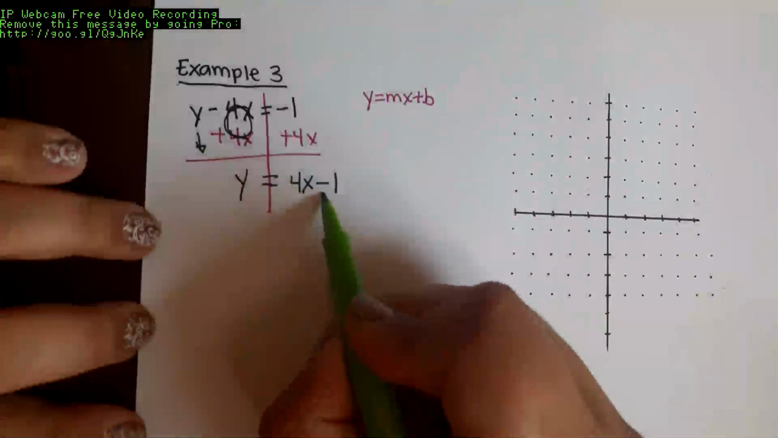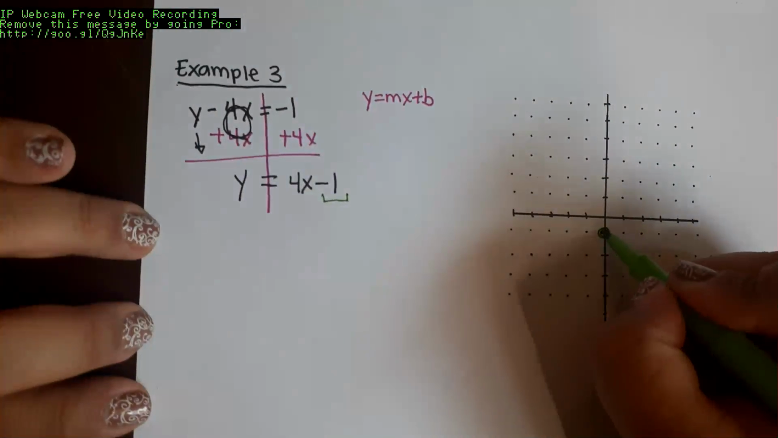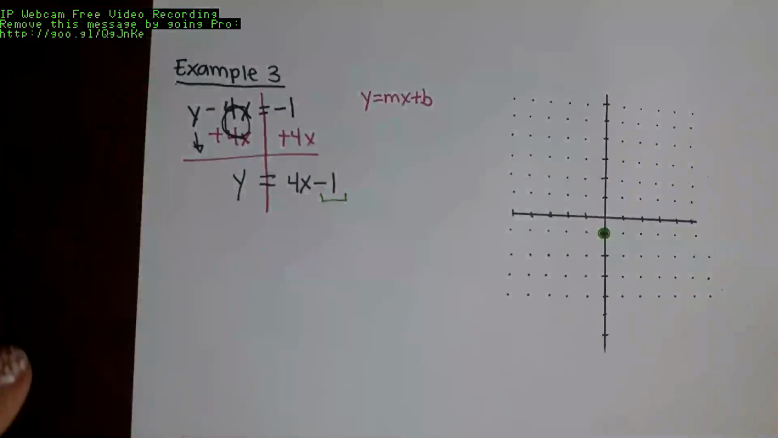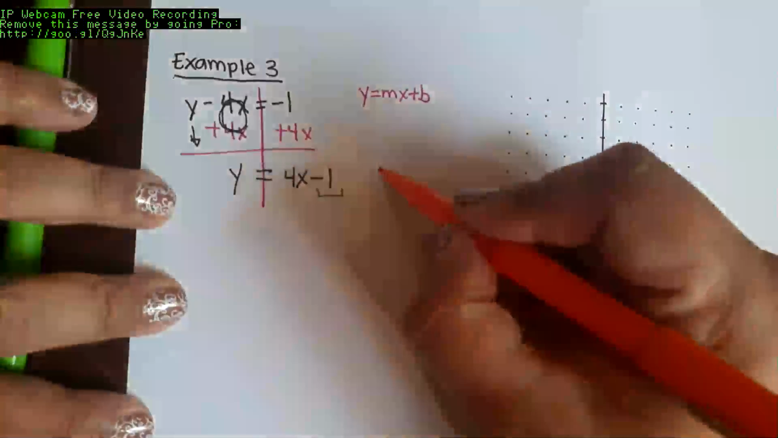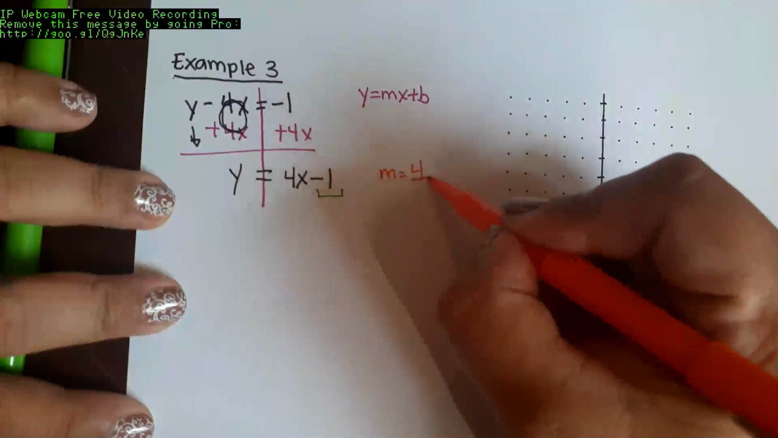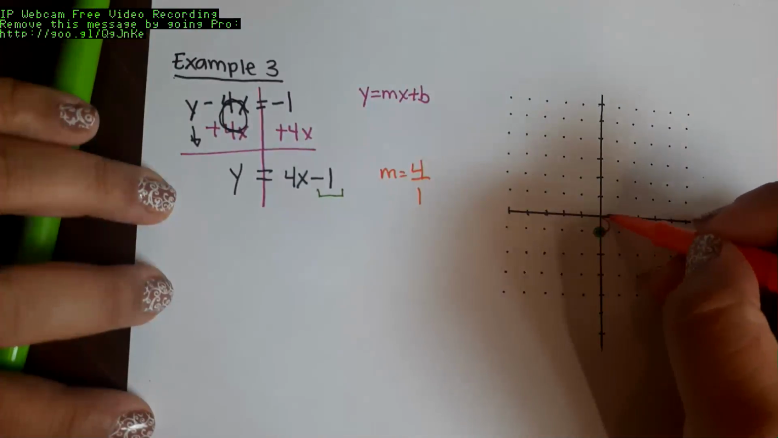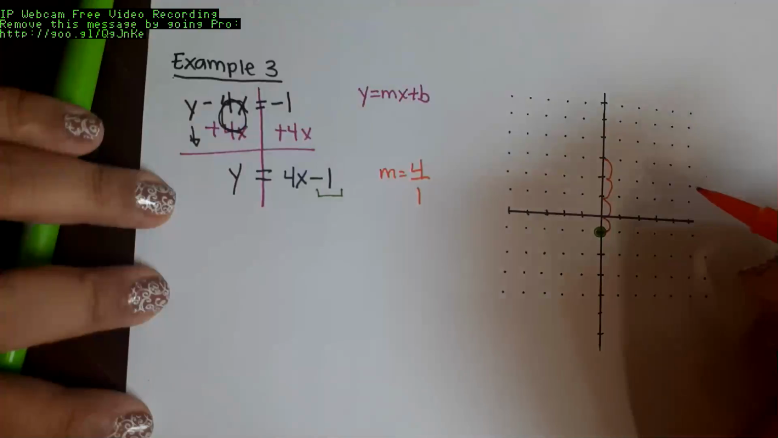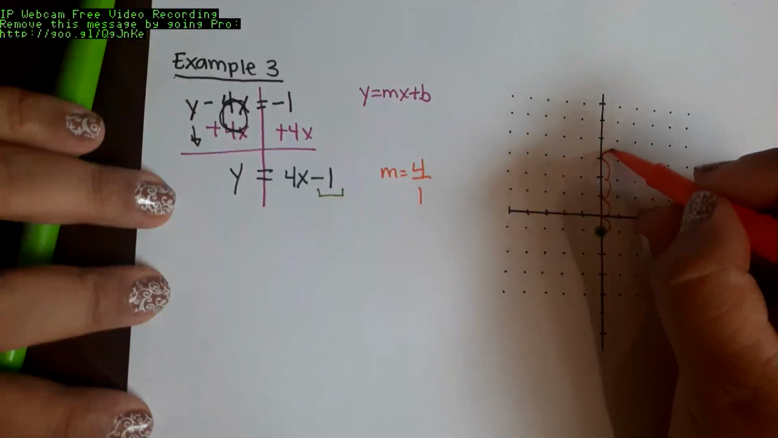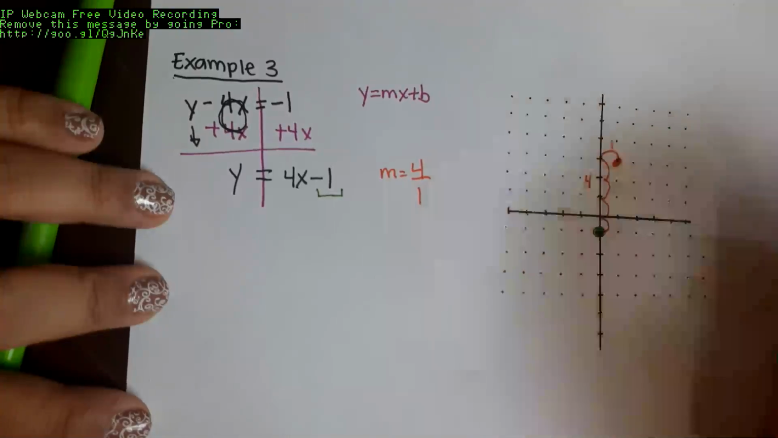I'm going to start with negative 1, which is my y-intercept. So I'm going to make a point right there. And my slope is 4. So in other words, I can say that it's 4 over 1. So I'm going to rise 4. 1, 2, 3, 4. And my slope is positive, so I'm going to run 1 in a positive direction. And my next point goes here.